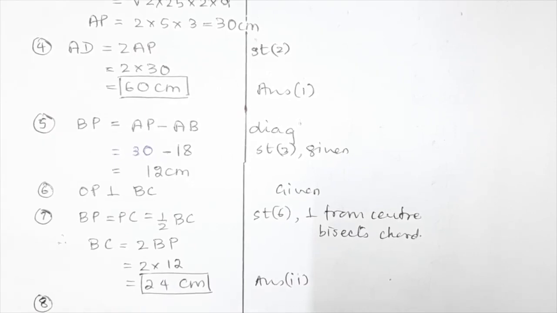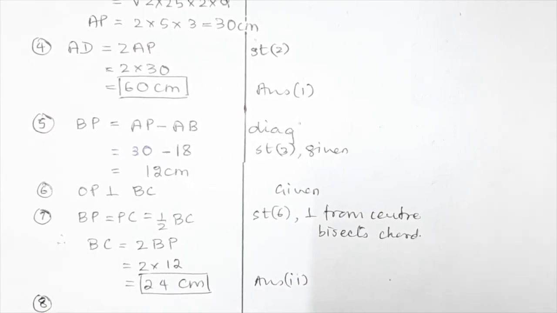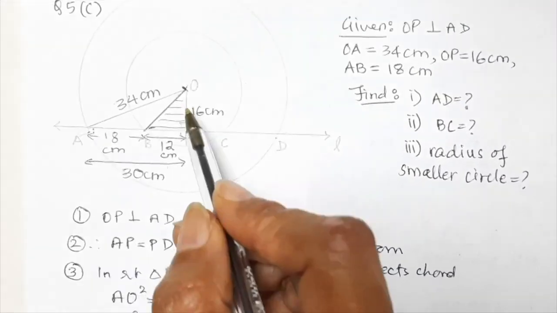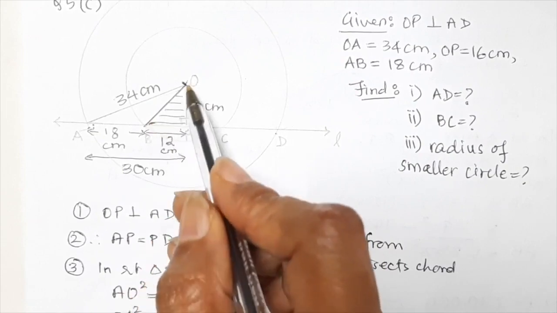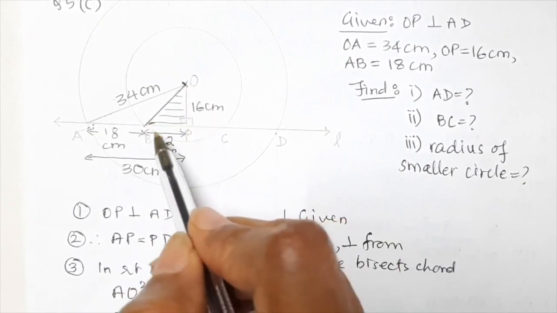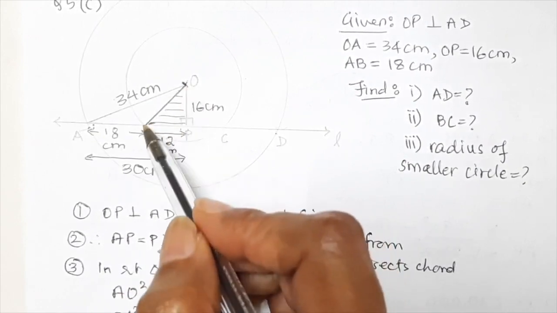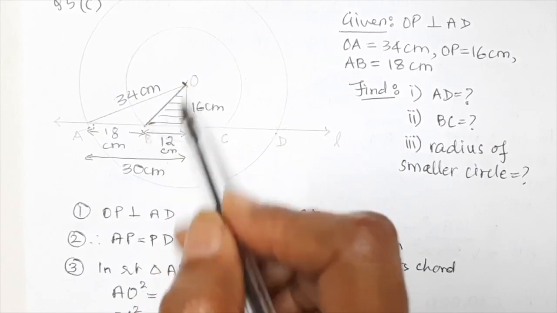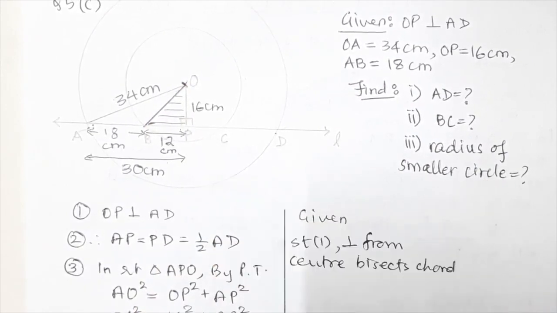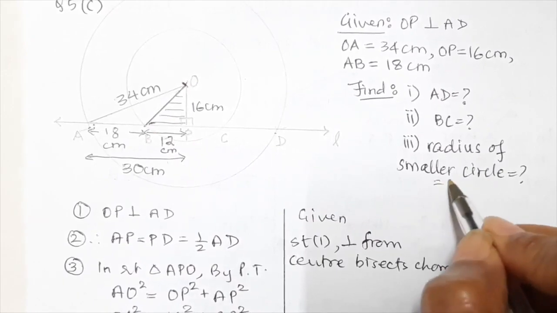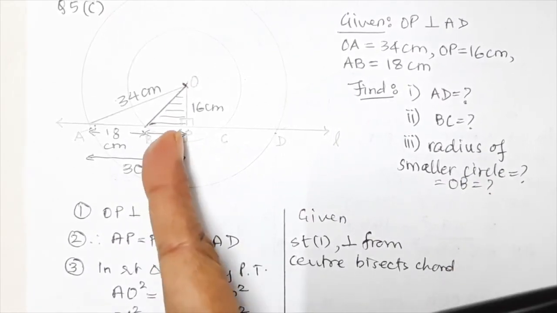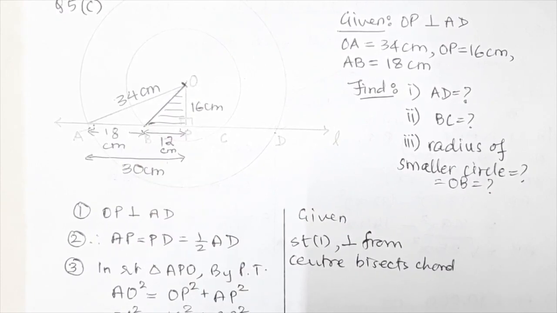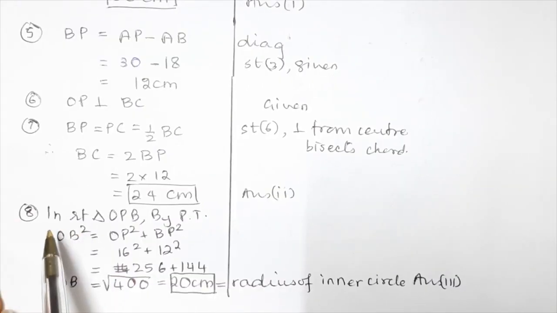We have to come now to finding the radius. Now let us look at the diagram. In triangle OPB, you will see that OB is the hypotenuse, OP is 16 and BP is 12, and OB is the radius of the inner circle, the smaller circle, correct? So this is nothing but OB equal to question mark. So we will take this triangle, which one? OBP.